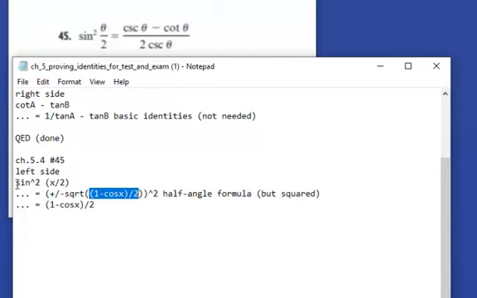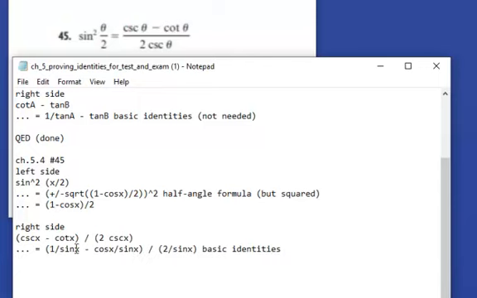And, of course, again, going from here to here, I used one of the half-angle formulas, but I squared it, of course. Okay, now I'm going to look at the right-hand side. So the right-hand side, you see that fraction bar on the right over here. So cosecant, well, I'm going to use basic identities. Cosecant is 1 over sine, cotangent is 1 over tangent, or cosine over sine. And then cosecant is 1 over sine. So when I use those, I come up with this one, which looks pretty bad to begin with.